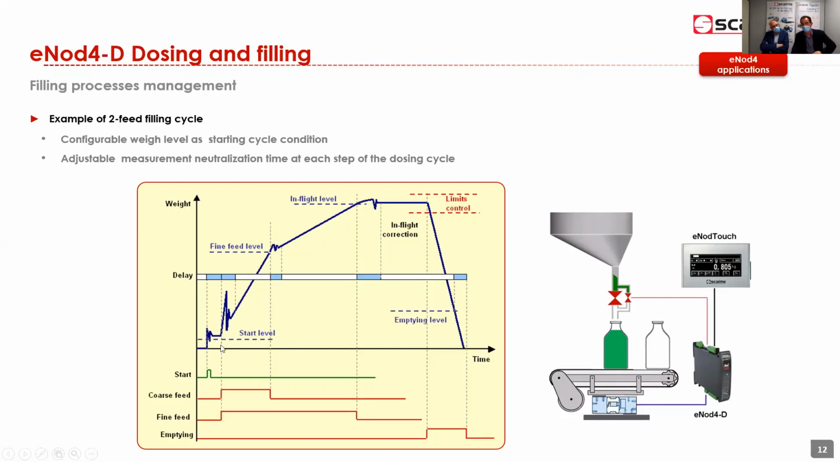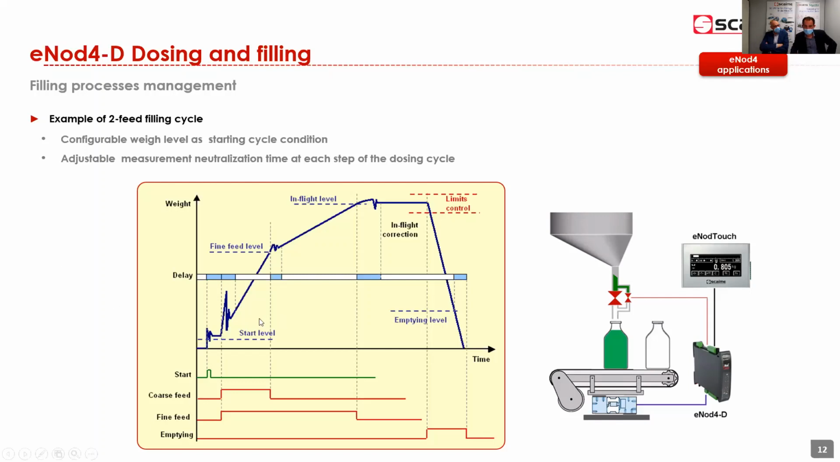Once the bottle is detected, a tare will be automatically performed, and then the filling cycle can start. In this cycle, the idea is to start the filling process in a fast way, with fast filling, and to finish with a fine filling to ensure a good accuracy of measurement.